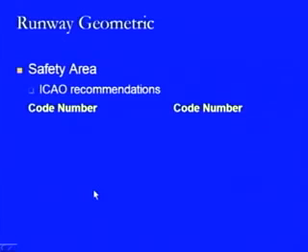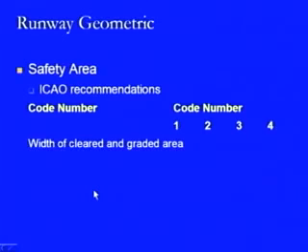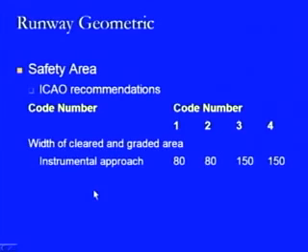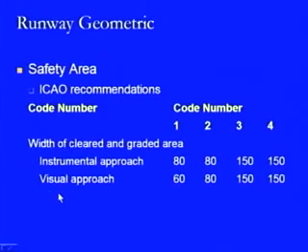Further, there are some more recommendations associated with ICAO, in terms of the width of the cleared and graded area which is provided on the sides as well as at the ends of the runway strips. In the case of instrument approach, this is 80 meters, 80 meters, 150 meters and 150 meters for the code categories of 1 to 4. In the case of visual approach, this value is again 60, 80, 150 and 150.